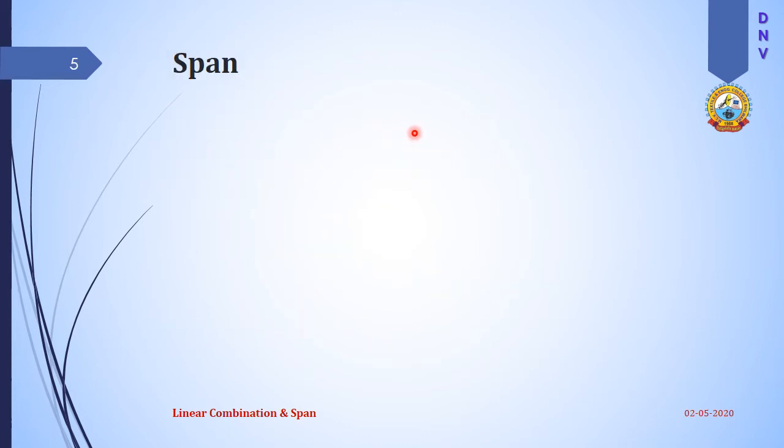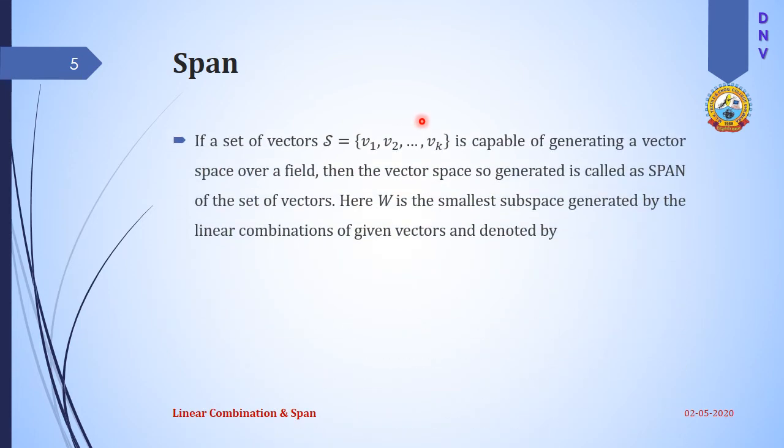Now we define span. What does it mean by span? If a set S of vectors v1, v2, up to vk is capable of generating a vector space over a field, then the vector space so generated is called the span of the elements of the vectors. So if we could write the elements of a space as linear combinations of these vectors, then we say that the space is generated by this set S.